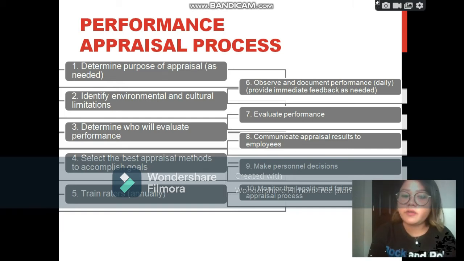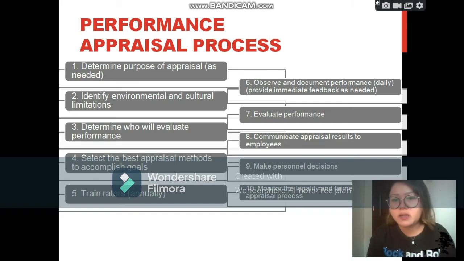Okay. And of course, it doesn't end there. We have to train the raters. Okay. Not only the one who must be evaluated, but also the raters annually. Okay. And we have to observe and document performance, okay, whether it's daily. This is to provide immediate feedback as needed.